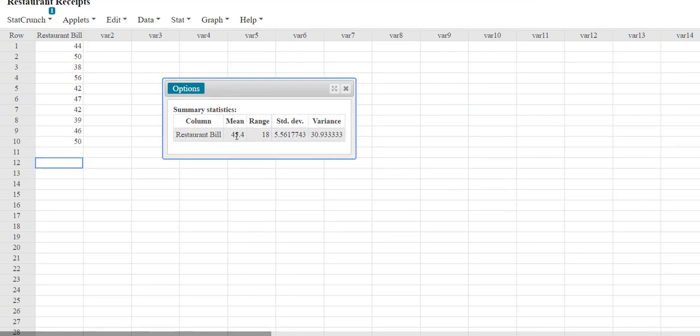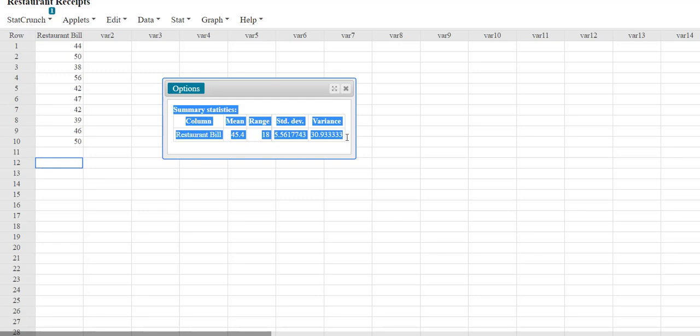And here are our results. The mean is 45.4, which is what we had gotten. The range is 18, which is also what we had gotten, the maximum value minus the minimum value. The standard deviation, 5.56, that is what we got too. And the variance is the square of the standard deviation. So if you take 5.56 and you square it, you're going to get the variance.